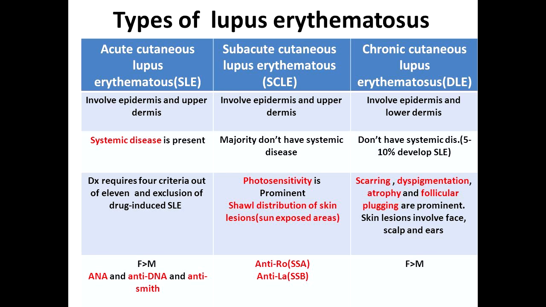There are 4 different types of lupus. Learn more about each type below.